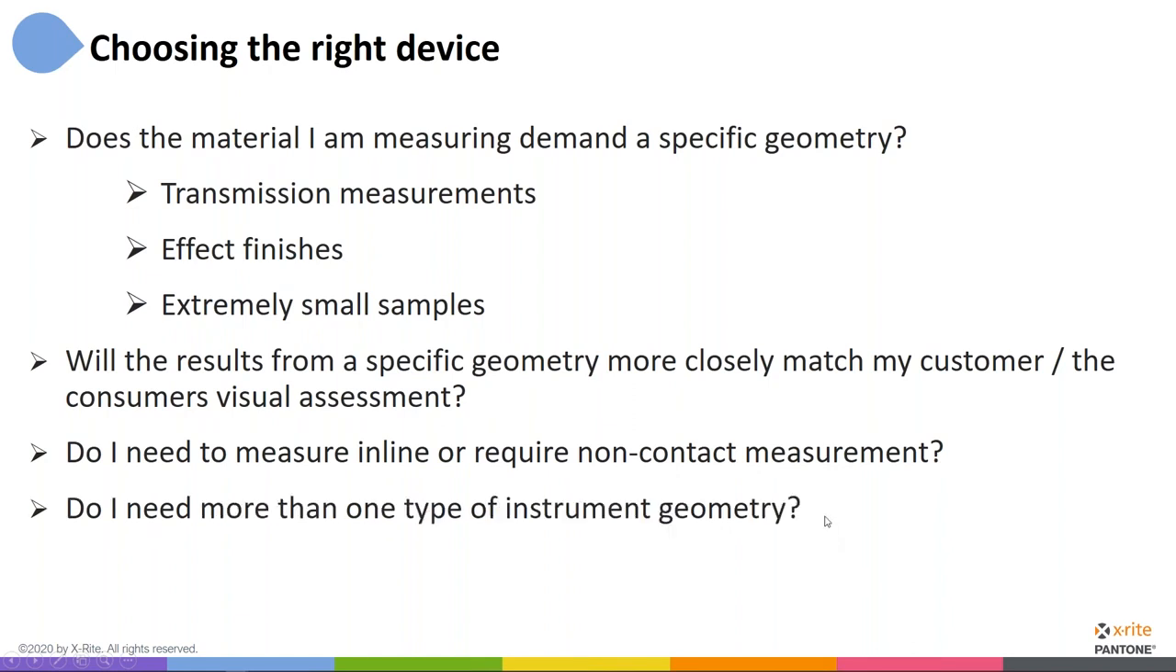And consider the fact that you might need more than one type of instrument geometry, because you might have different needs in the products you're producing. You say, I need this geometry to do this part properly, but we also have this new project, we're developing a new product that's got a new kind of finish on it or a new kind of challenge, and that might mean we need a second instrument to do measurements for that. All of those things need to come into the decision to help you determine what's the right device.